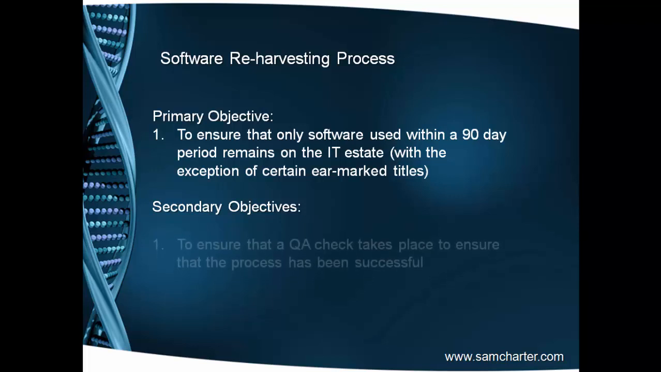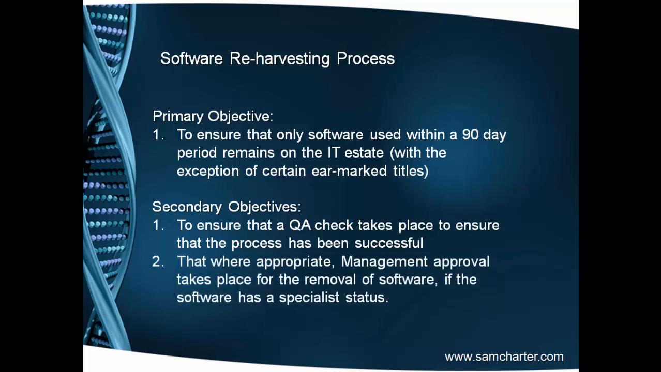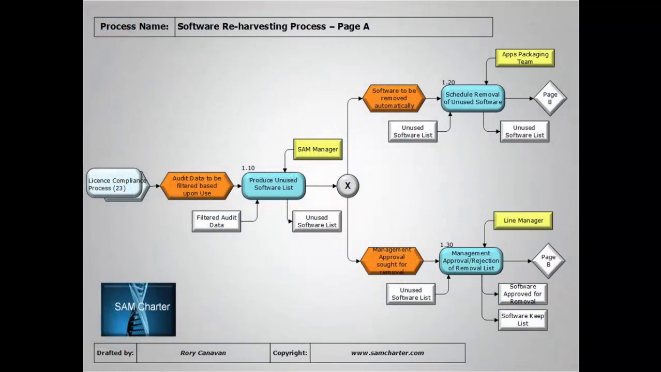Secondary objective is to ensure that quality assurance checks take place to ensure the process has been successful. Every SAM process needs to have some sort of validation, some sort of review, some sort of check to ensure that it is still relevant and still accurate. And finally, when appropriate, management approval takes place for the removal of software if the software has a specialist status or is a key part or figure within the IT organization.